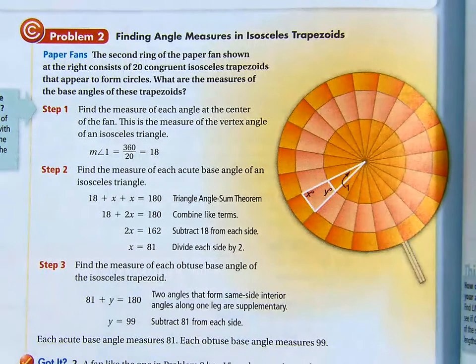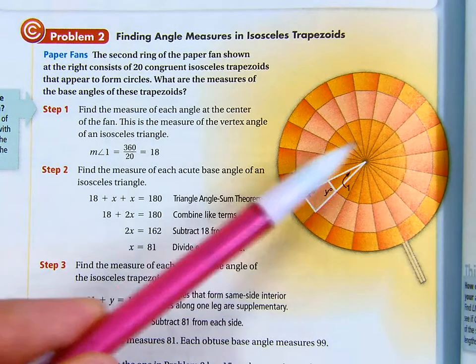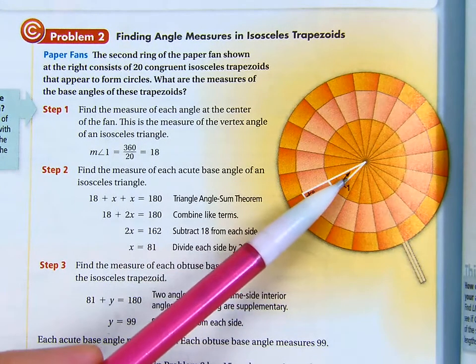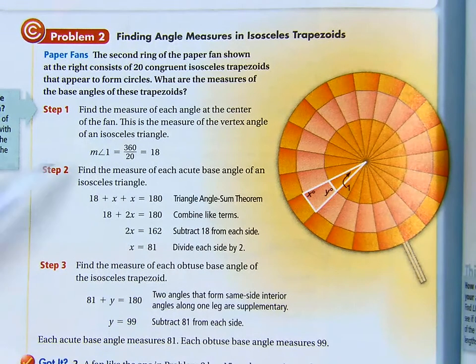Okay, the second ring of the paper fan shown at the right consists of 20 congruent isosceles trapezoids that appear to form a circle. What are the measures of the base angles of the trapezoid? So first what we need to do is, in this triangle, the white triangle, if there's 20 of them, then that's 360 divided by 20. So they tell us the measure of angle 1 is 18.